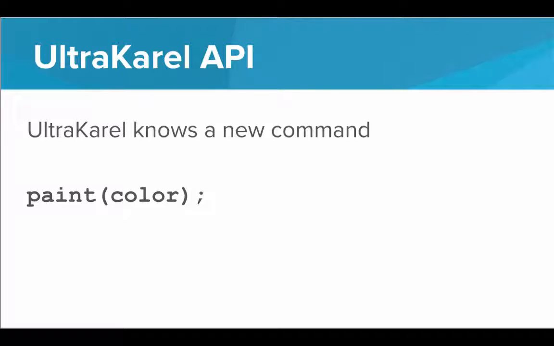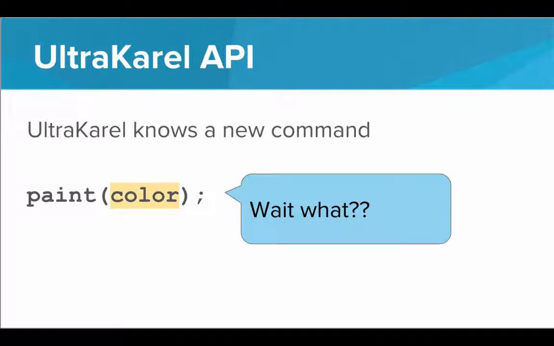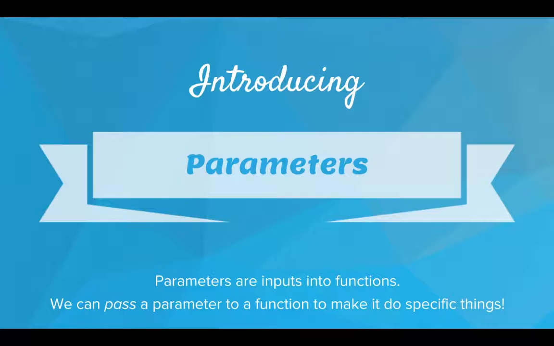Now notice there is a color inside the parentheses of paint. And what is that? We haven't seen that before. We can put things inside the parentheses. So this is known as a parameter. So introducing parameters. Parameters are inputs into functions. We can pass a parameter to a function to make it do specific things.